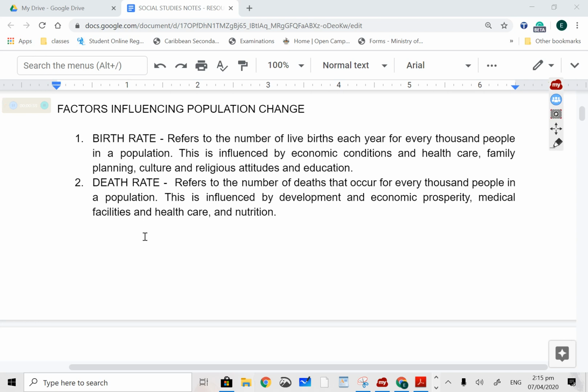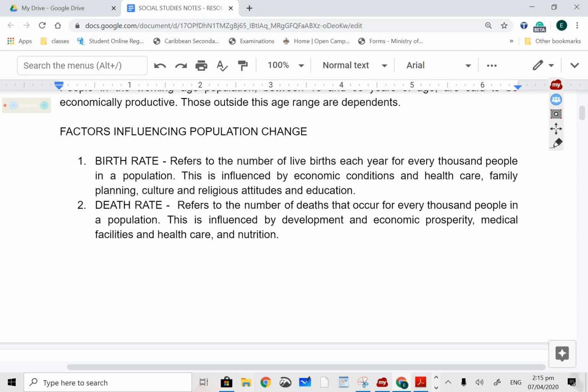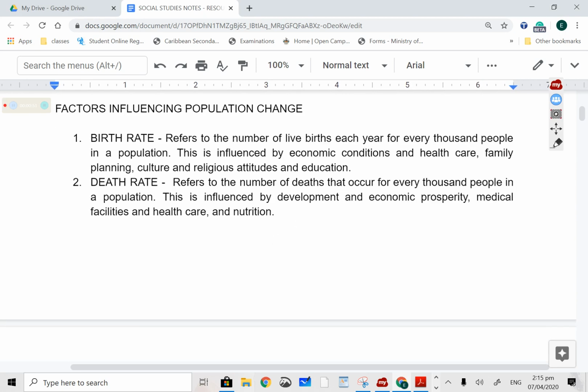So when we think about the increase of population, the first thing that we should think about is the birth rate. So the birth rate refers to the number of live births each year for every 1,000 people in a population. This is influenced by economic conditions and healthcare, family planning, culture and religious attitudes, and education. Okay, so basically you must know the definition for birth rate.